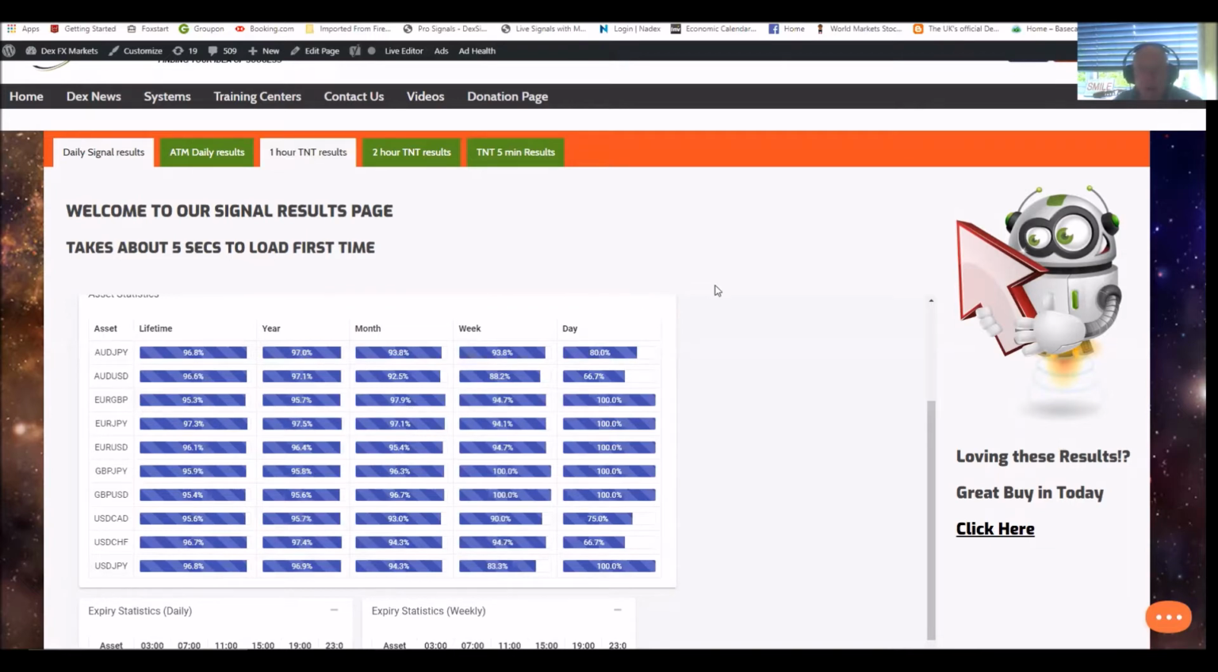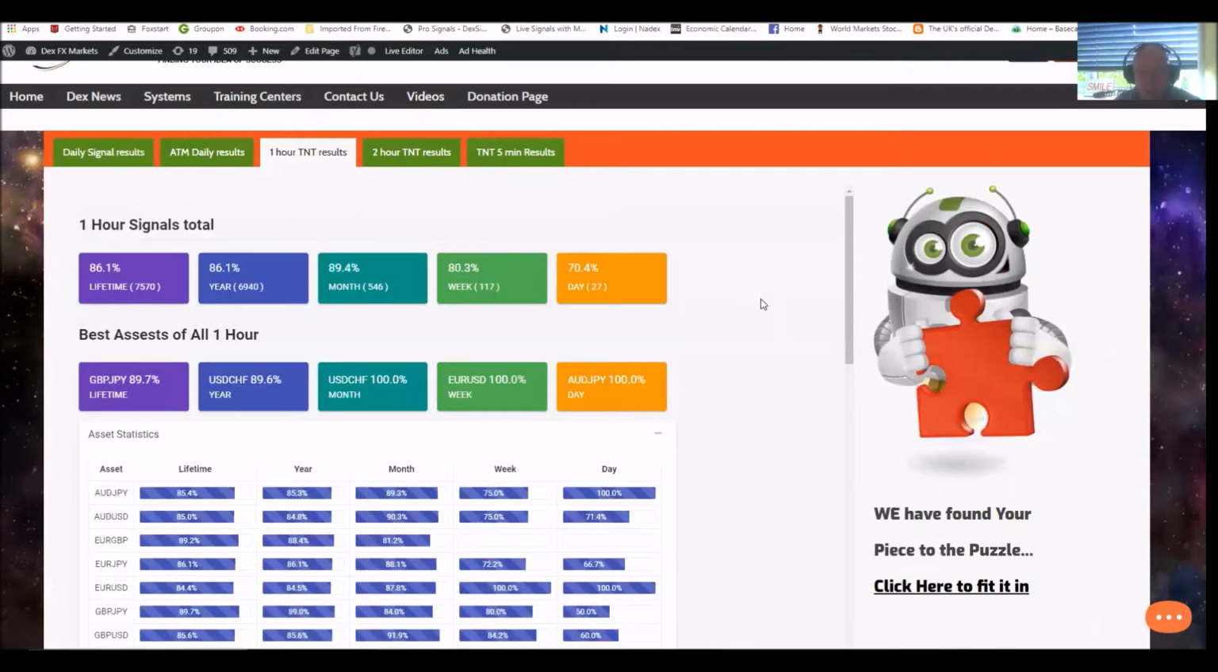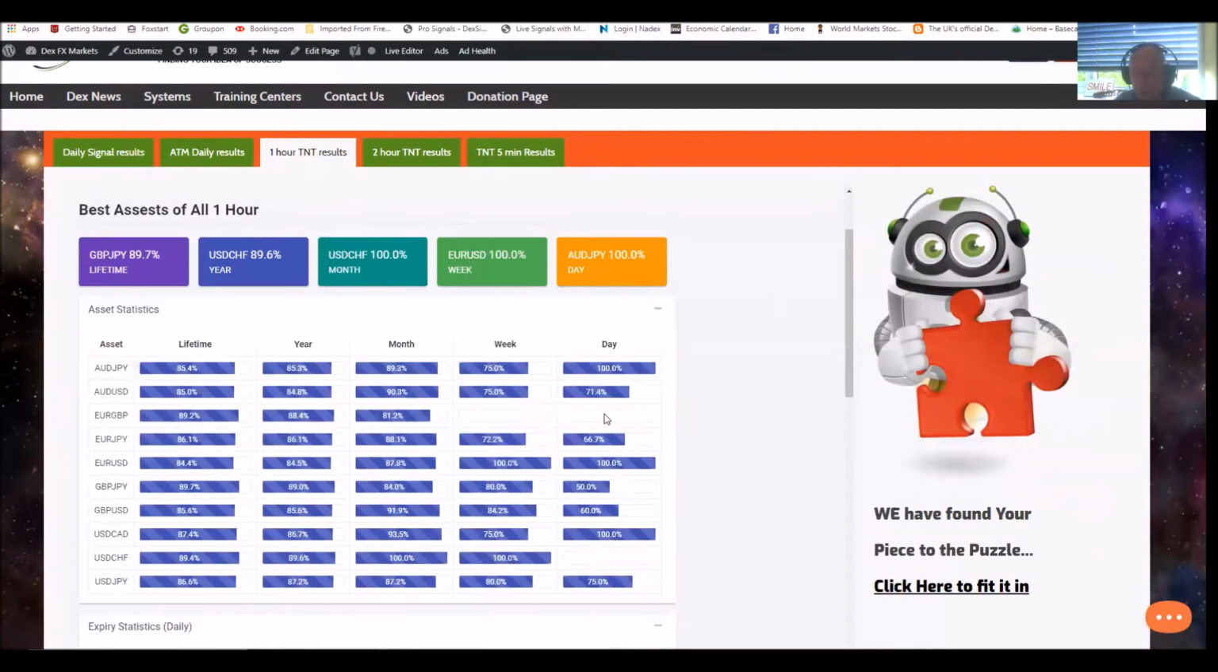Okay, that's the dailies. Onto the 1 hour TNT, and TNT stands for trend, negate and trade, for those that don't know. Again, we have two in the last 24 hours that have yet to fire off, and one for the week that has yet to fire off. Otherwise, everything else is looking absolutely superb, and as it should. And for the all-important month, again, look at this, figures speaking for themselves.